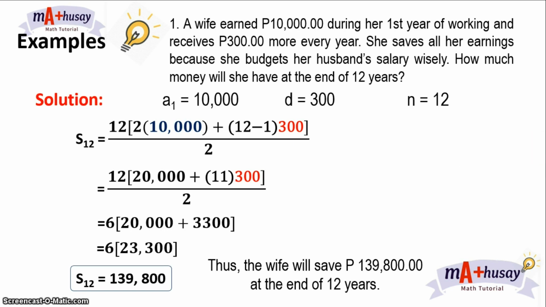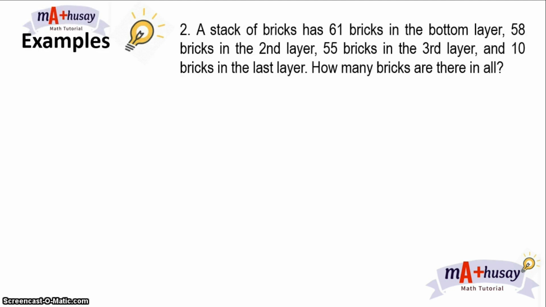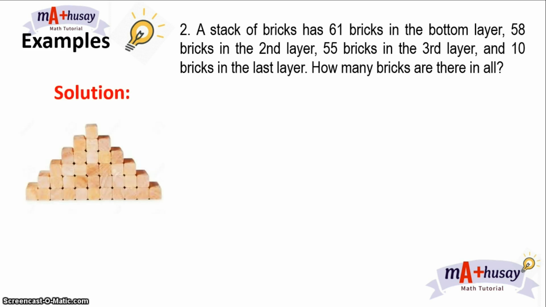Let's have another example. Number 2. A stack of bricks has 61 bricks in the bottom layer, 58 bricks in the second layer, 55 bricks in the third layer, and 10 bricks in the last layer. How many bricks are there in all? So, in this problem, we know that the top layer has 10 bricks. But we don't know exactly how many layers are there. So, we need to solve for the number of layers that we have in this problem.